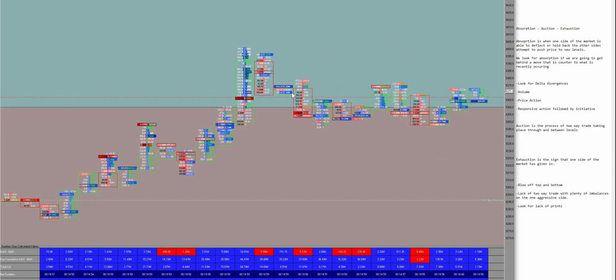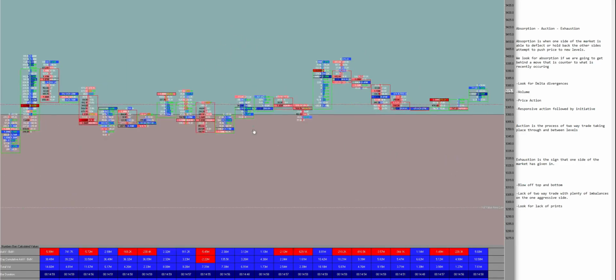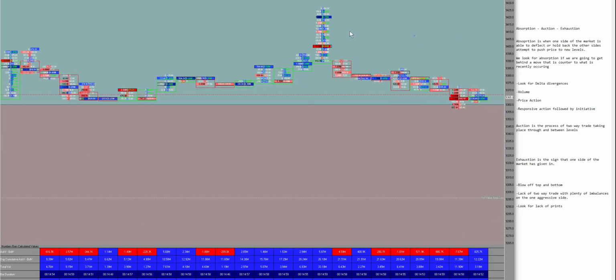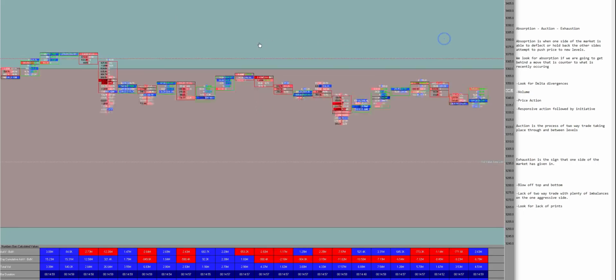We're still seeing that on the retest, buyers are willing to bid this up. They're just not willing to carry it through yet. This is not a sign of acceptance yet. All right, so moving forward, we're going to go to the sign of acceptance.